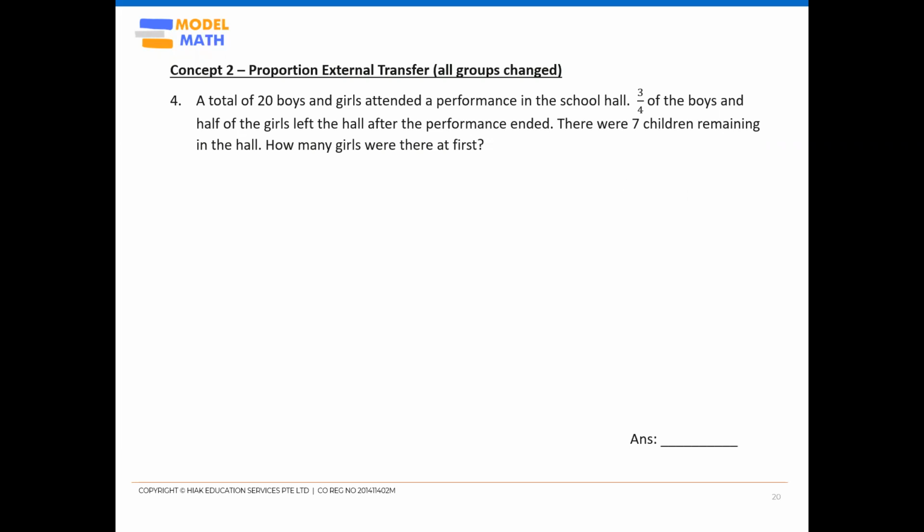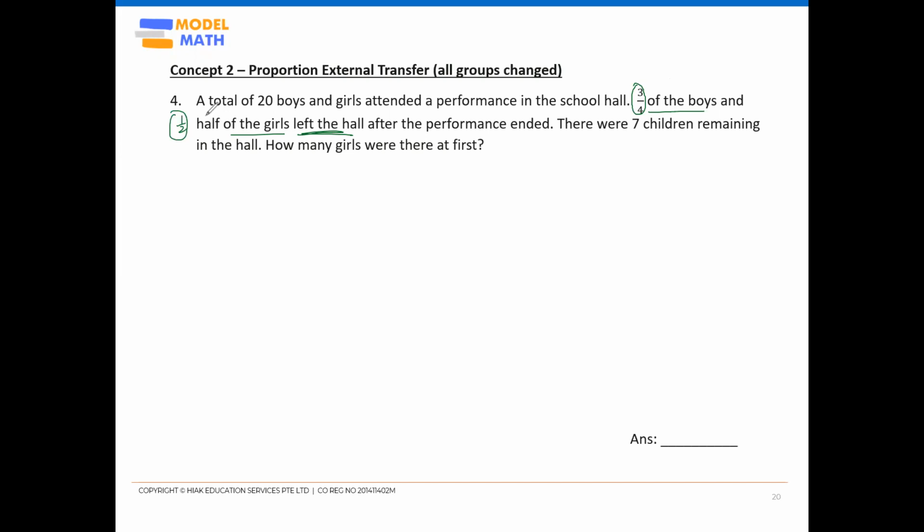All right. So as we can see here, there is a transfer happening in this question, and the transfer is that there are some boys and some girls who left the hall. So this is an external transfer. Leaving the hall is external transfer. For these two transfers involving the boys and girls, they involve fractions. Half itself we can write as a fraction, 1/2.